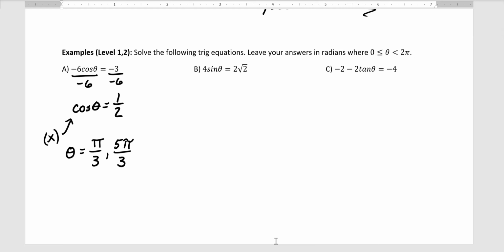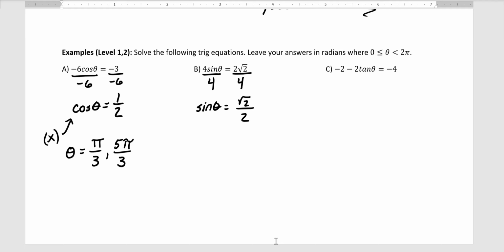Well done. All right, now, letter B, 4 sine of theta equals 2 root 2. Well, divide by 4 to get sine all by itself. I would say that the sine of theta equals, let's see, these would divide. So this would just become root 2 over 2.